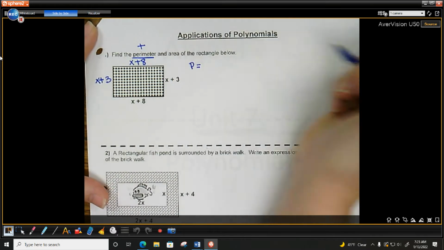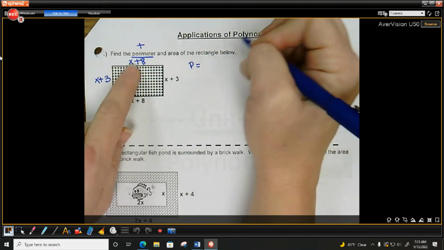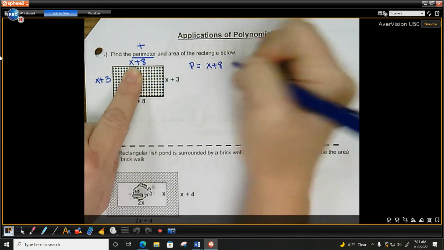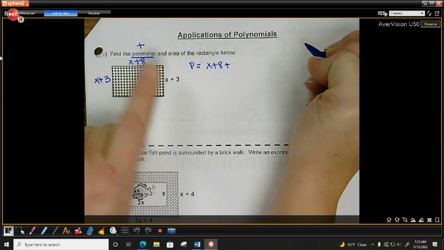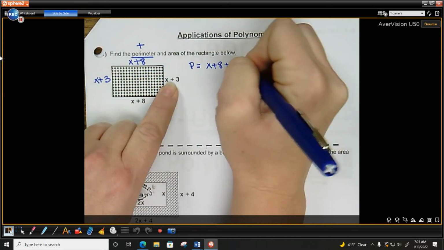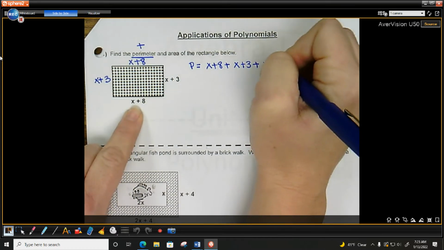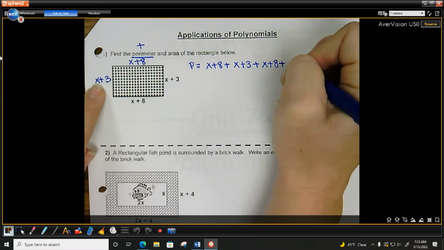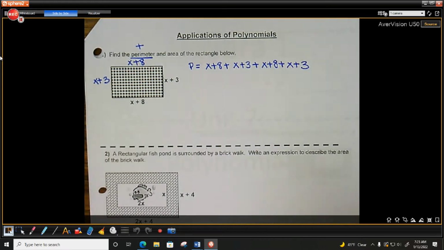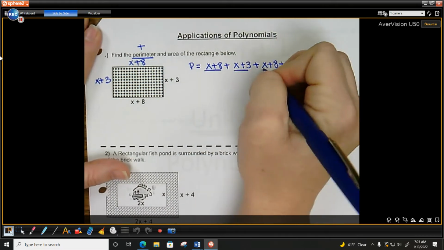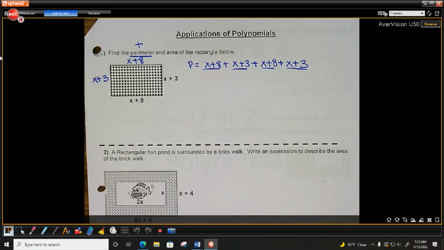So I'm going to do P for perimeter equals x plus 8, that's one side, plus what's another side? X plus 3, plus what's my other side? X plus 8, plus x plus 3. I have 1, 2, 3, 4 sides. My rectangle has 4 sides, so we're good. Okay? So, what operation are we doing here? Adding.